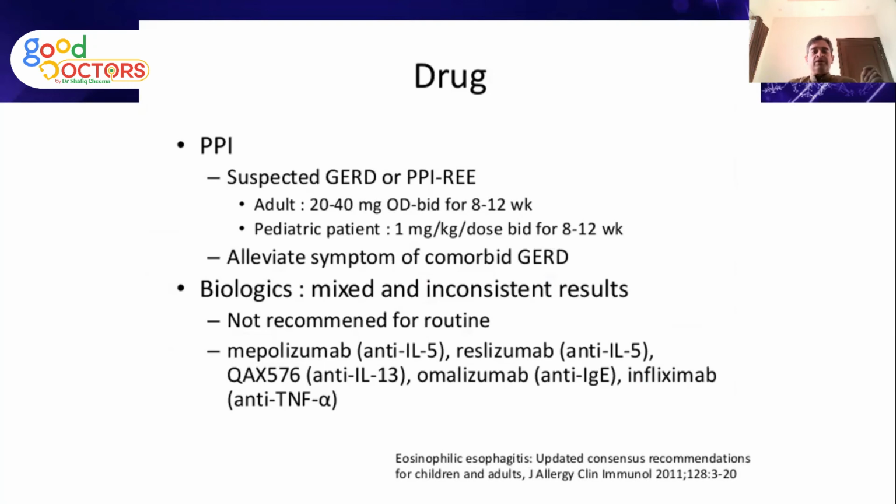People have tried biological therapies as well, because obviously this is a disease which has an immune and allergic background, so this can be an option, but these are not recommended for routine use. Drugs like mepolizumab, reslizumab, omalizumab or infliximab have studies showing benefits, but are not recommended. So among drugs, you have steroids, and they have to be topical. Generally we use fluticasone and obviously budesonide in the liquid suspension form, and that has shown very good results.